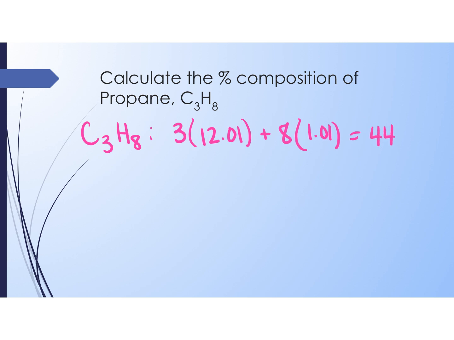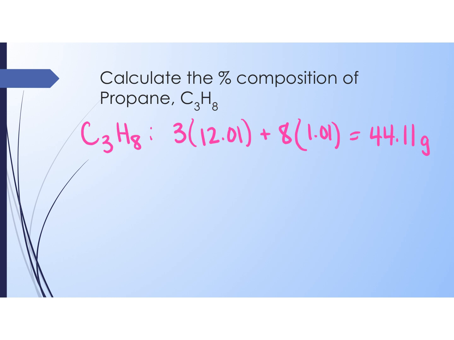Okay, we're getting 44.11? Okay. It's grams per mole, but I'm just going to use grams for right now. Okay, so then how many different elements make up propane? 2. How can you tell it's only 2? Only 2 capital letters. So by finding the percent composition of propane, it's percent carbon and percent hydrogen.